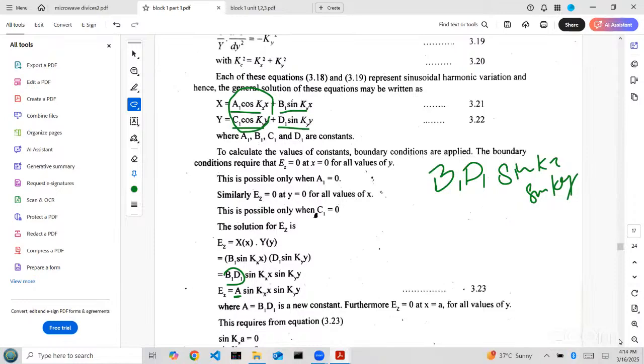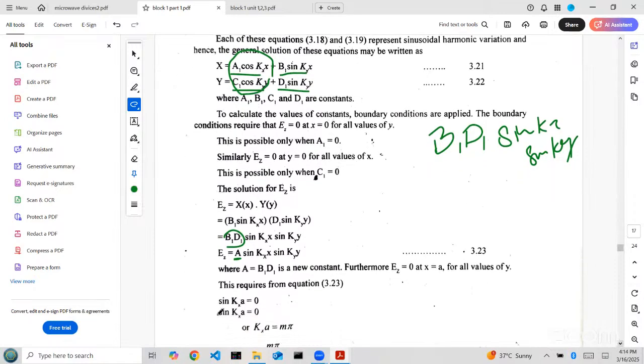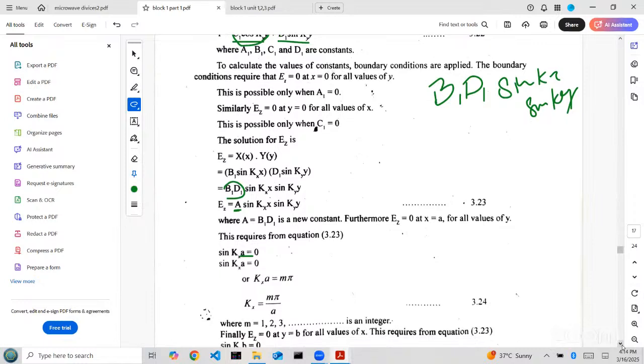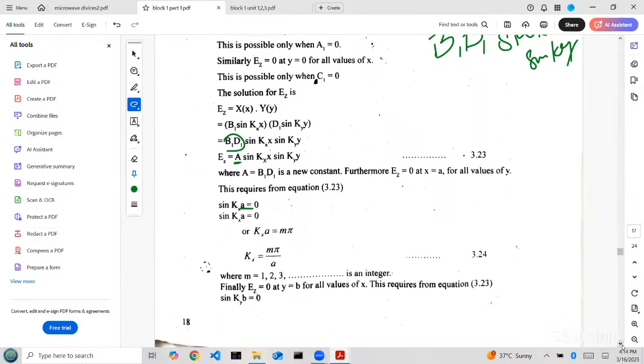That one I am equating to 0. In place of x, I am substituting a: sin ka equals 0, or ka equals m pi, and calculating the k value. The k value is m pi by a. In the same way, calculate k as n pi by b also. We are calculating m pi by a and n pi by b.